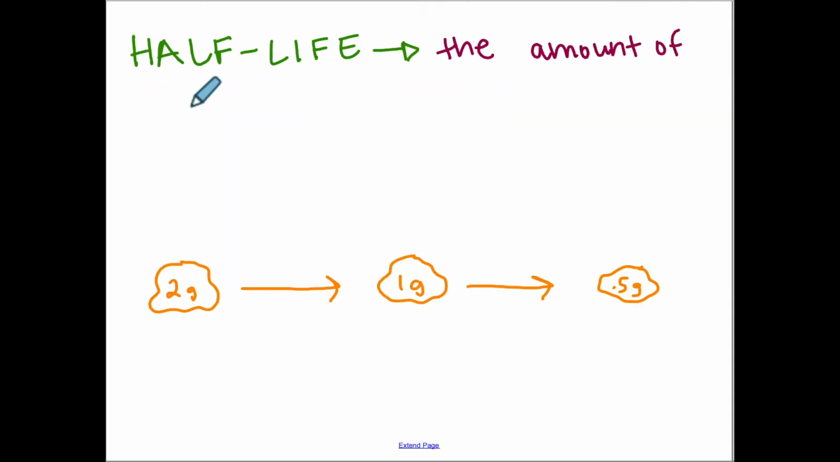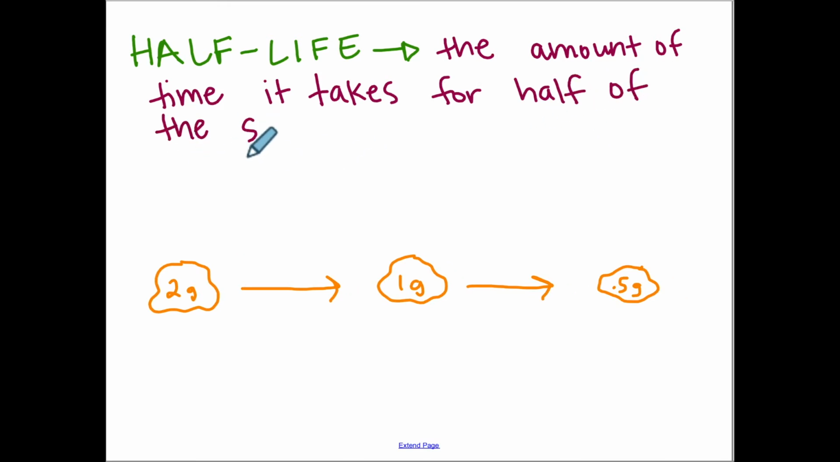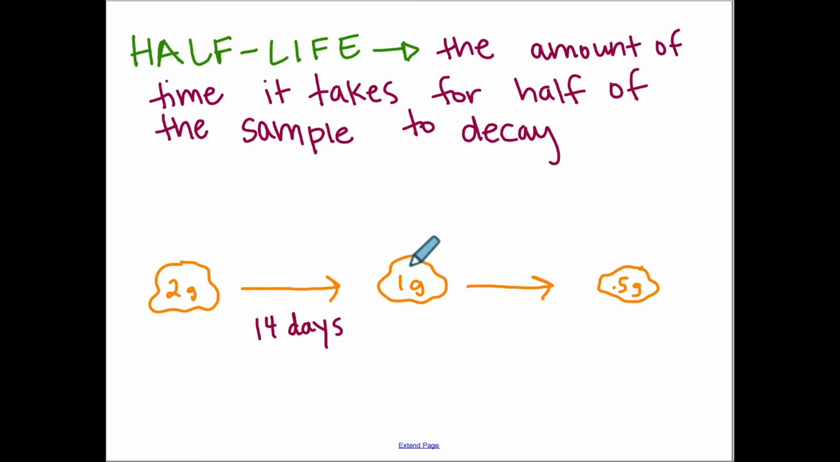The half-life of a radioactive element is the amount of time it takes for half of the sample to decay. If we had a radioactive sample that started with 2 grams of mass and it took 14 days to decay to only 1 gram of mass, then we would say that its half-life was 14 days. And then in another 14 days, the mass of that radioactive sample would be 0.5 grams.